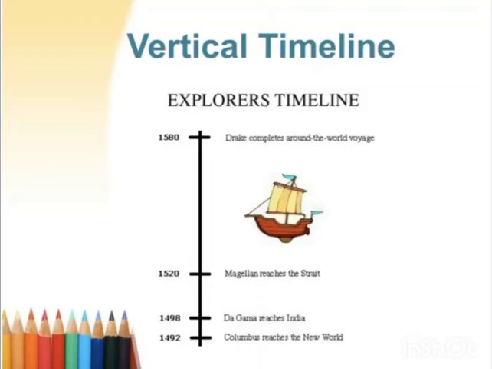So, now when an event happens, what do we have to remember? What happened and when. So, what happened here? The first one, Columbus reaches the New World. Now, when did this happen? In 1492. So, you have to remember that you have to write what happened, that is the event that happened, on the right hand side, and when did it happen, that is the year in which it happened, on the left hand side.